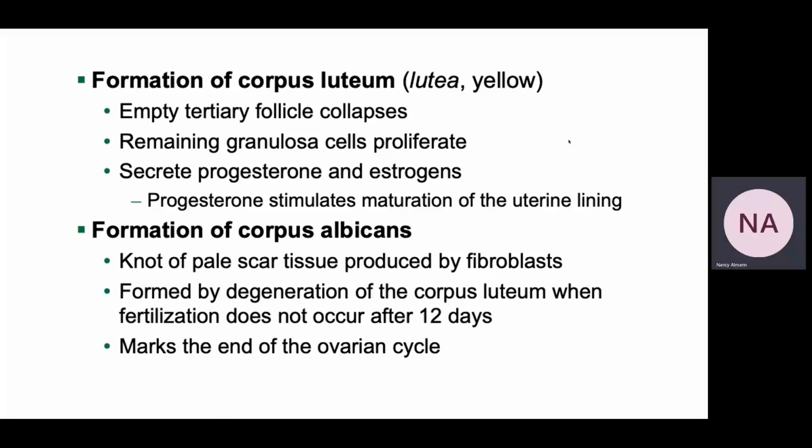We will also form what is known as the corpus albicans. That's basically, for lack of a better term, a knot work of palish scar tissue that's going to be produced by fibroblasts. And we remember those are connective tissue cells that produce connective tissue. That's going to be formed by the breakdown and degeneration of the corpus luteum when fertilization doesn't happen after about 12 days. And that marks the end of the ovarian cycle.